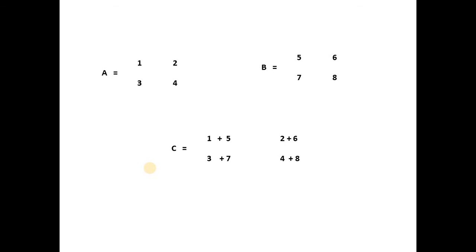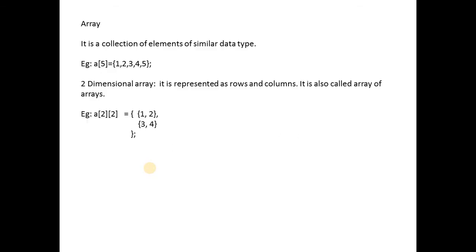First of all, before that, what we have to discuss is what an array is. An array is a collection of elements of similar data type, right? Example, A of 5. The 5 tells you how many elements are there in that array. So 1 2 3 4 5. This array starts from index 0 and ends with size minus 1, that is 5 minus 1 is 4. So 0th index, first index, second index, third index, fourth index.